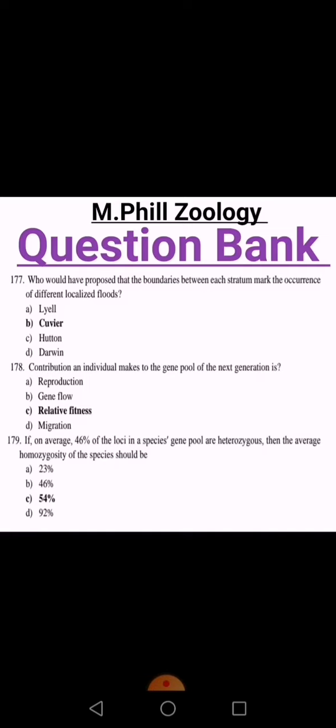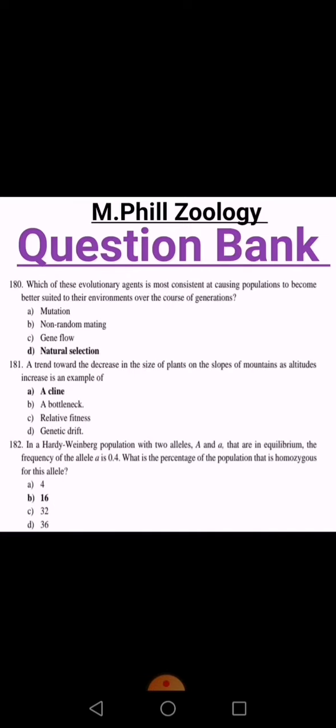If an average 46% of the loci in a species gene pool are heterozygous, then the average heterozygosity of the same species should be 54%. Which of these evolutionary agents is most consistent at causing populations to become better suited to their environments over the course of generations? That is natural selection.